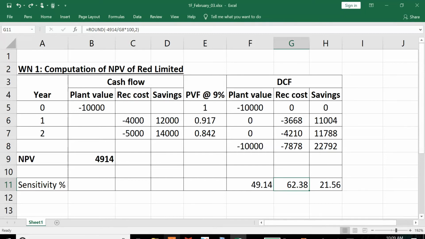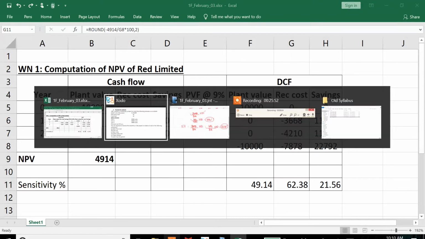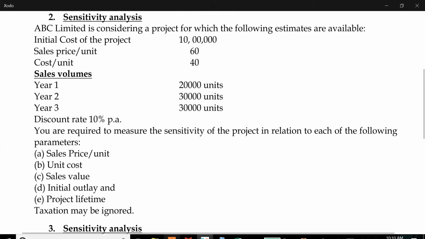recurring cost. Clear? Any doubts on this? Done? Let's move to question 2.